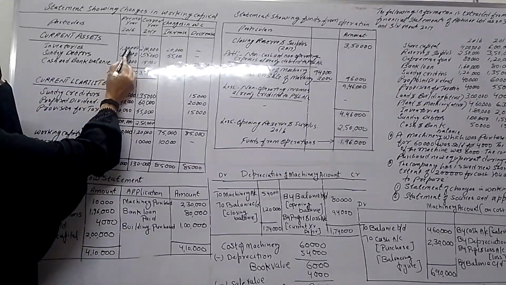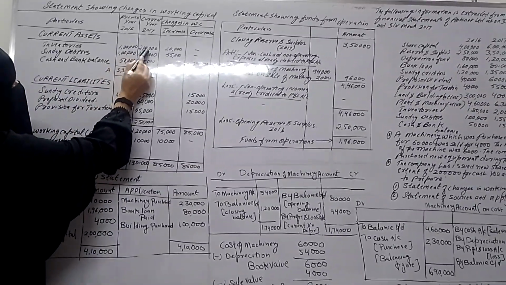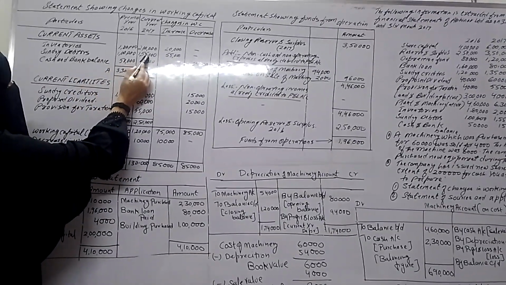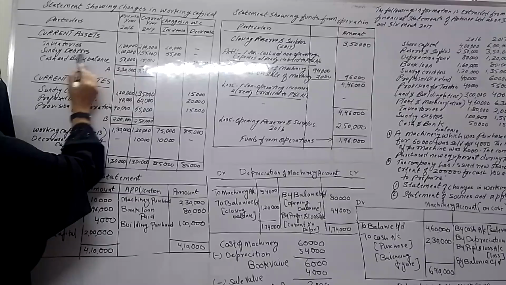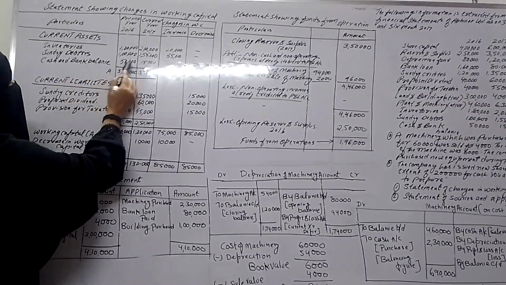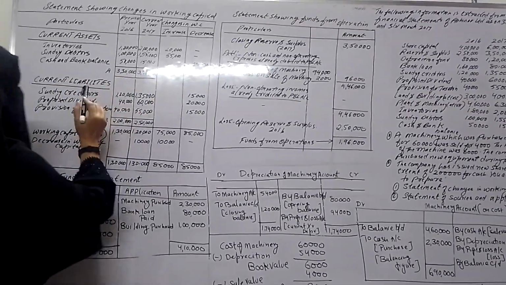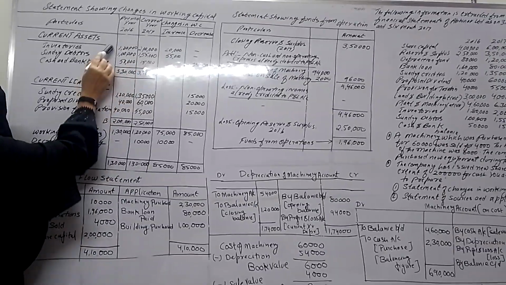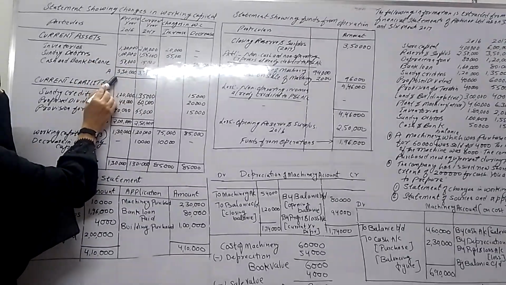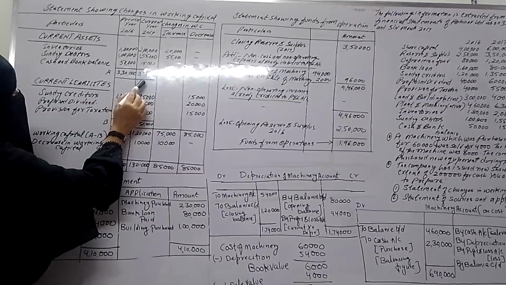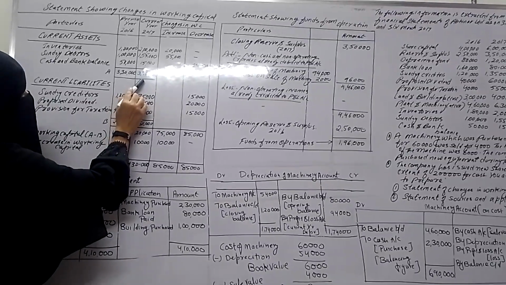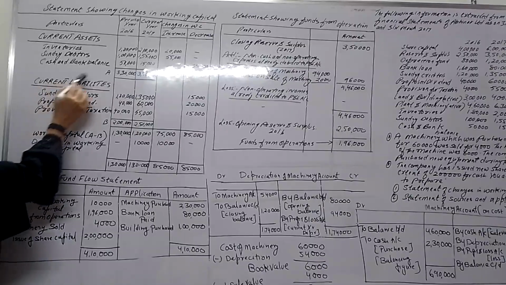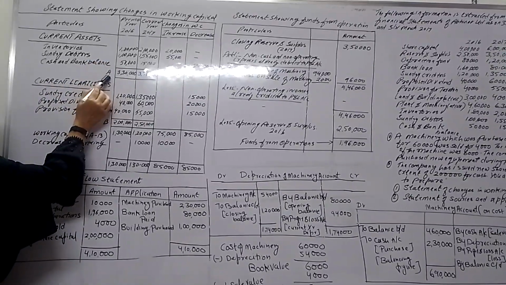Now first, current assets. Under current assets, first is inventory, second sundry debtors, third is cash and bank balance. Inventories 2016 it is 1,80,000, 2017 it is 2 lakh. Debtors 1 lakh, 1,50,000, 55,000. Cash and bank balance 50,000 and 15,000. Now total of current assets 2016 is 3,30,000 and 3,70,000 in 2017, and we are representing the total of current assets as A.